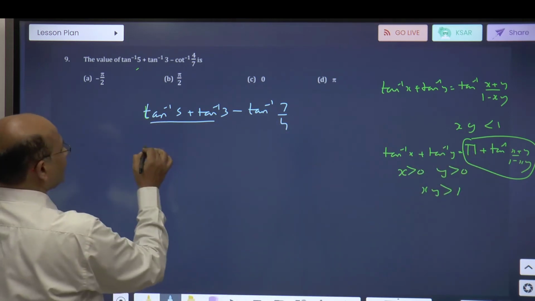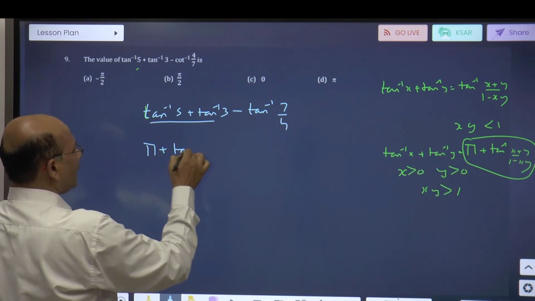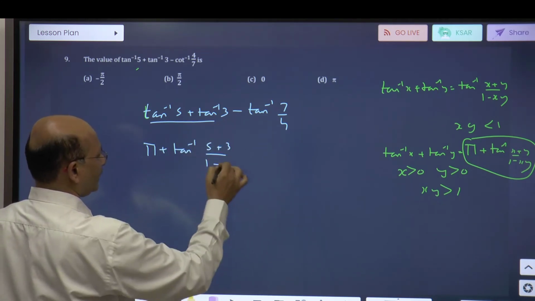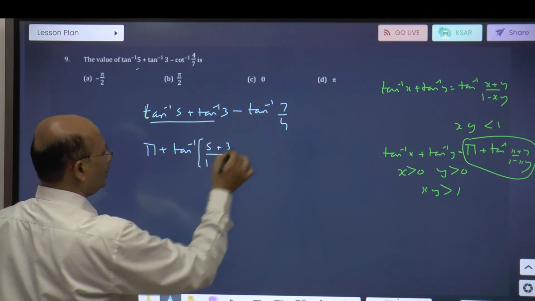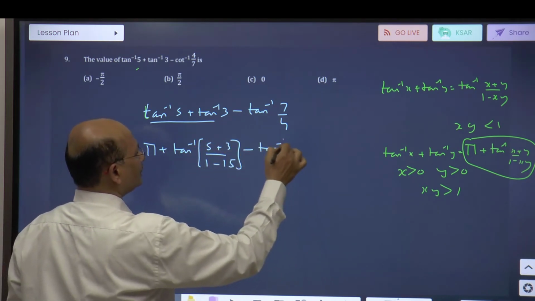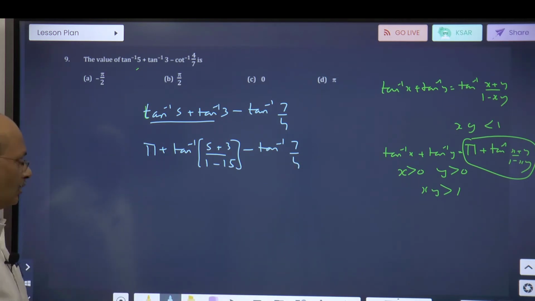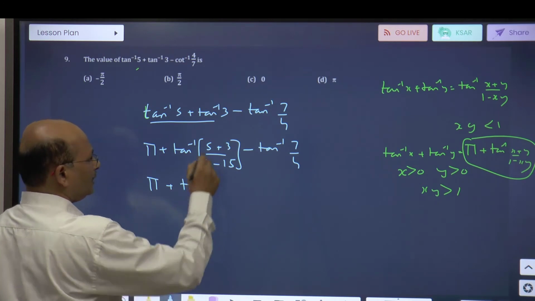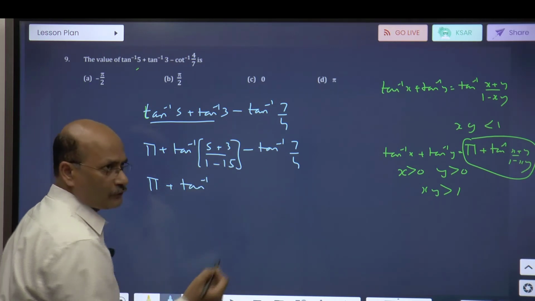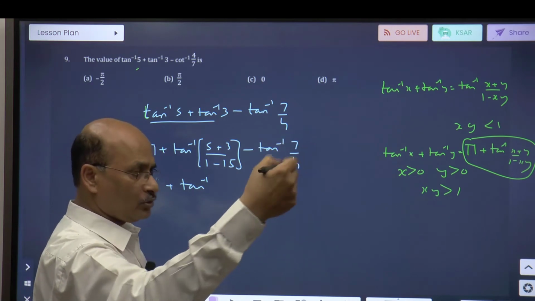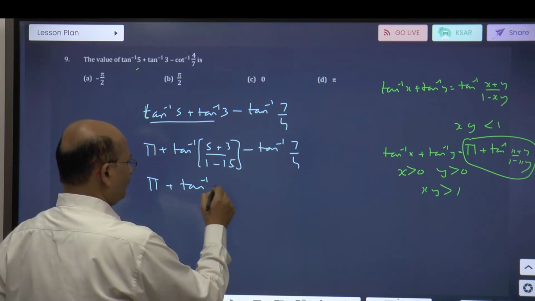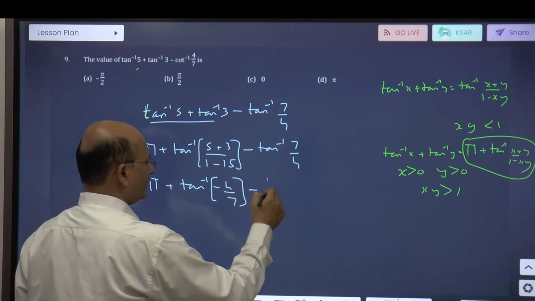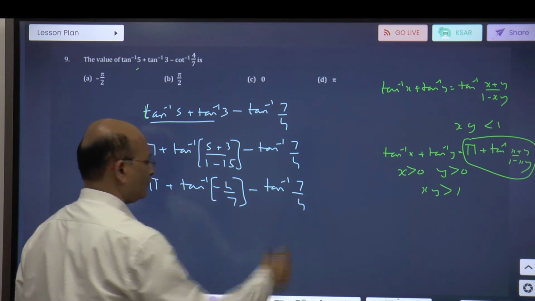So here I can say this is pi plus tan inverse of x plus y upon 1 minus xy, minus tan inverse 7 by 4. I don't have to work much on this. Now look carefully, this is pi plus tan inverse, and this will become 8 upon minus 14. 2 4s are 8, 2 7s are 14. So it will become minus 4 upon 7, minus tan inverse 7 by 4.